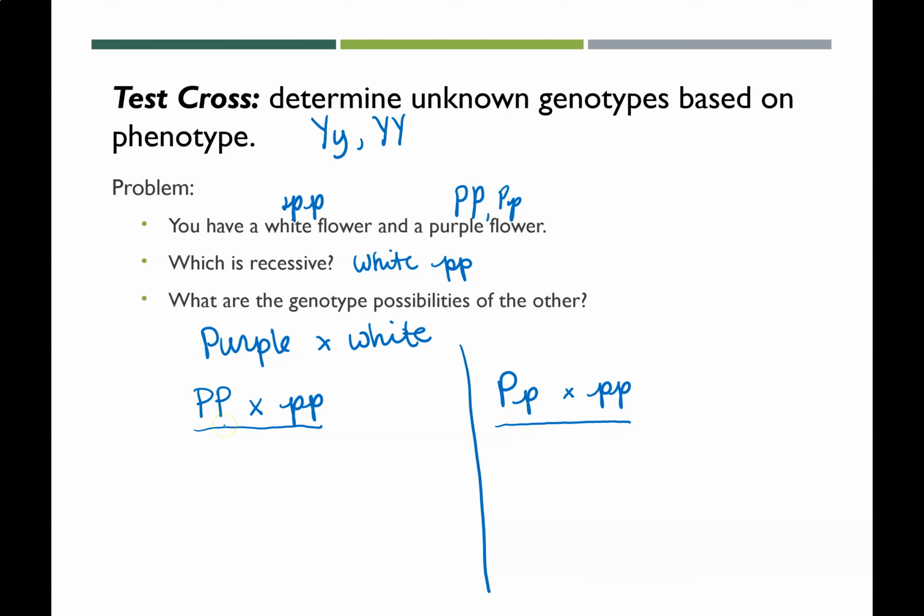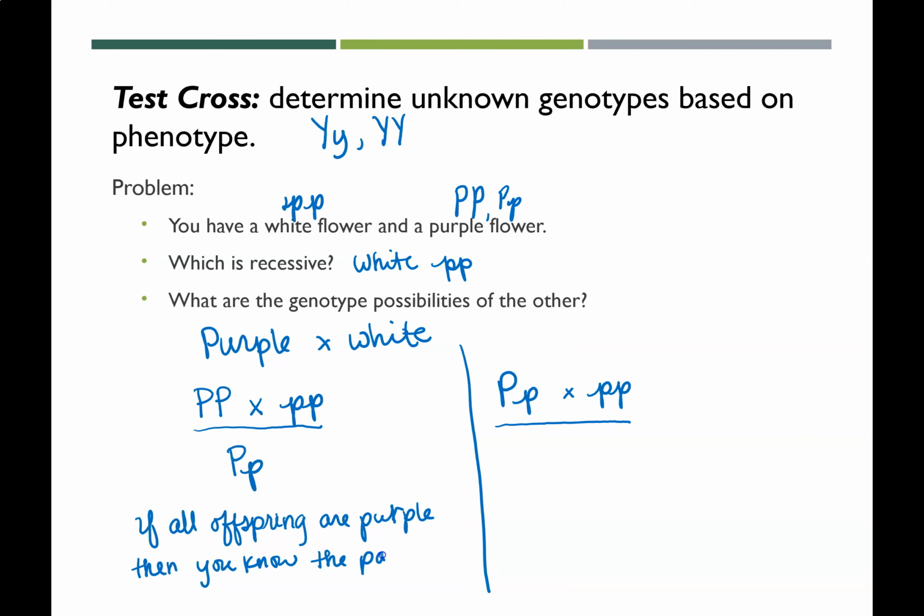Now, if your plant is the homozygous dominant plant, all of the individuals from this cross are going to be big P, little p. You can pause and do the Punnett square if you would like. So if all offspring are purple, because that heterozygous genotype makes a purple phenotype, then you know the parent was big P, big P.